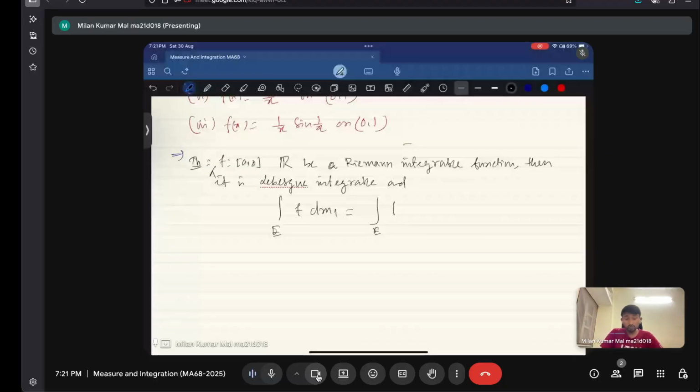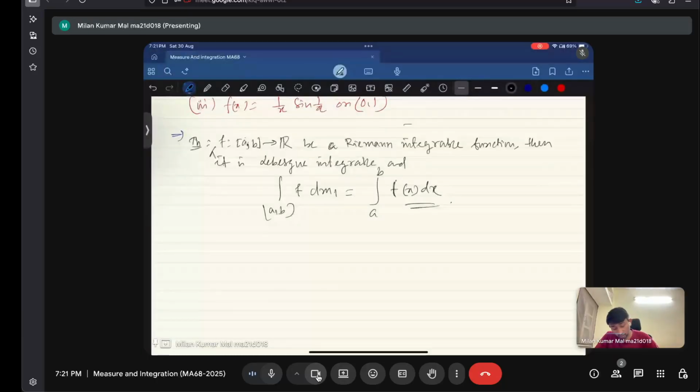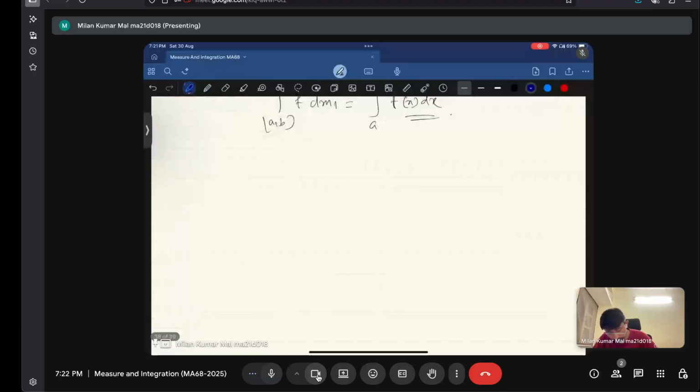So now using this fact we will prove that if a function is Riemann integrable, then it is Lebesgue integrable, and the value is the same. But the value may not always be needed, but this fact is needed. If it is Riemann integrable, then it is Lebesgue integrable. That we need always. So let's first do the first one, that f is a function from real numbers to real numbers, and f of x is equal to 1 by 1 plus x square. So this is what we have been given.